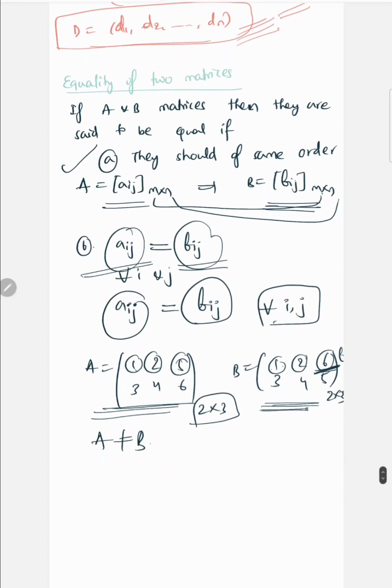Therefore, for two matrices to be equal, they should be of the same order, the first condition, and the corresponding entries in both the matrices should be equal. So this is about equality of two matrices. So we can see one example so that it is clear.